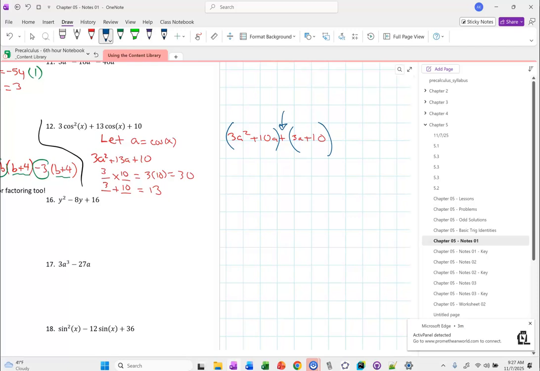Make two groups. Again, gotta be careful that we're putting the plus sign in the middle of the two groups. There must be an addition symbol there. From the first group, what can we do? Take out a greatest common factor of a. Second group, what's our greatest common factor? 1. Notice that 3a and 10 are relatively prime, meaning they share no common factor. Have to take something out though. That common factor has to be 1 in this case.